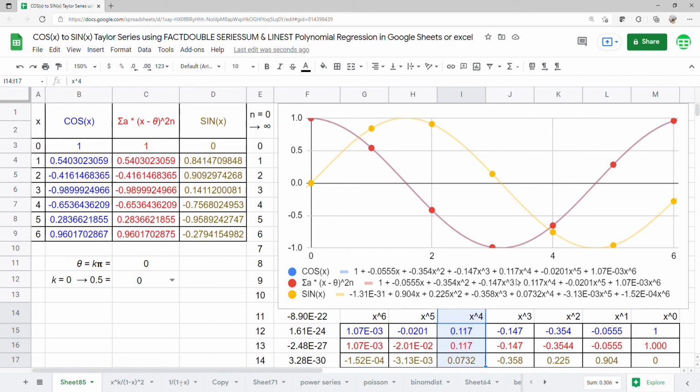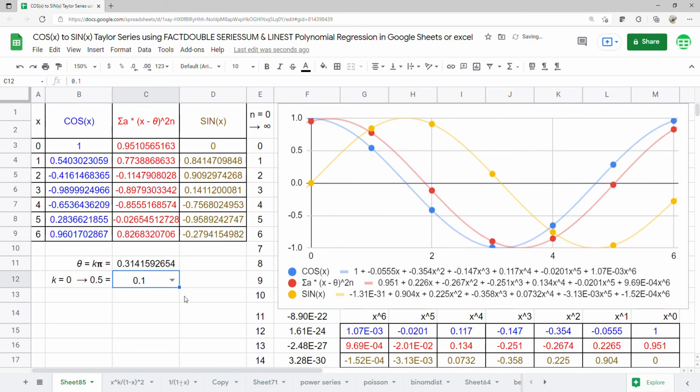Coefficient of x to the fourth: 0.117, 0.0732. Coefficient of x to the fifth: 0.0201, negative 3.13 times 10 to the minus 3. Coefficient of x to the sixth: 1.07 times 10 to the minus 3, negative 1.52 times 10 to the minus 4. Suppose we move the expansion to the right, so k equals 0.1.